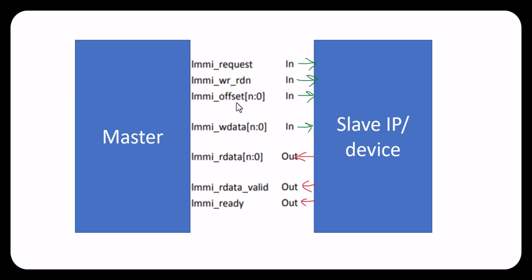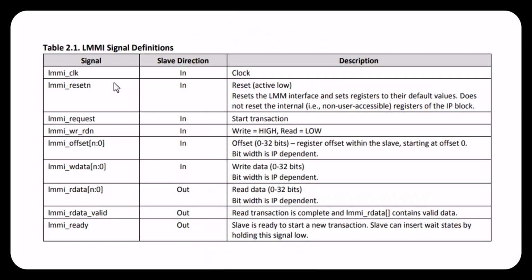So we begin with the signaling of the LMMI. This clock and reset is a very common thing that both slave and host have, the same signals. As I told, request is the input to start the transaction. WR RD is nothing but read write. If it is 1, it is write. If it is 0, it is read.